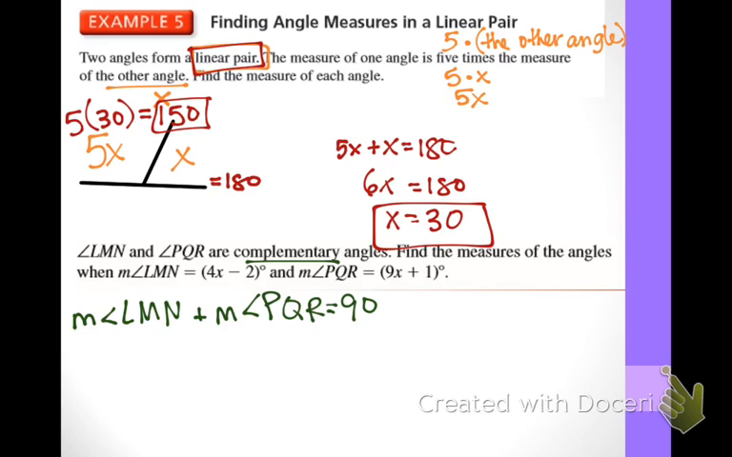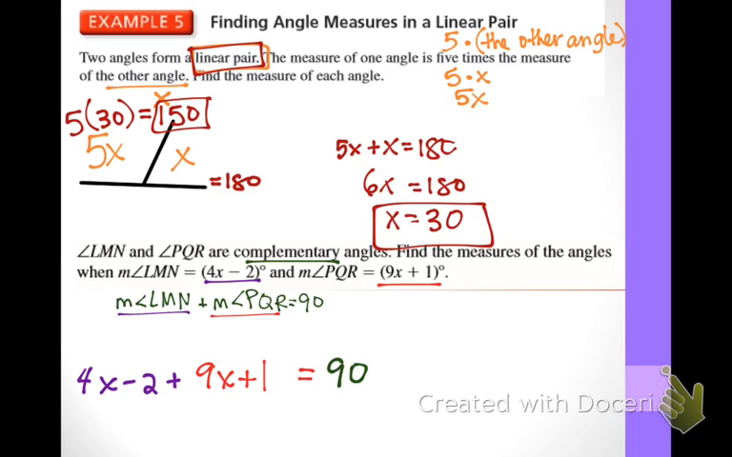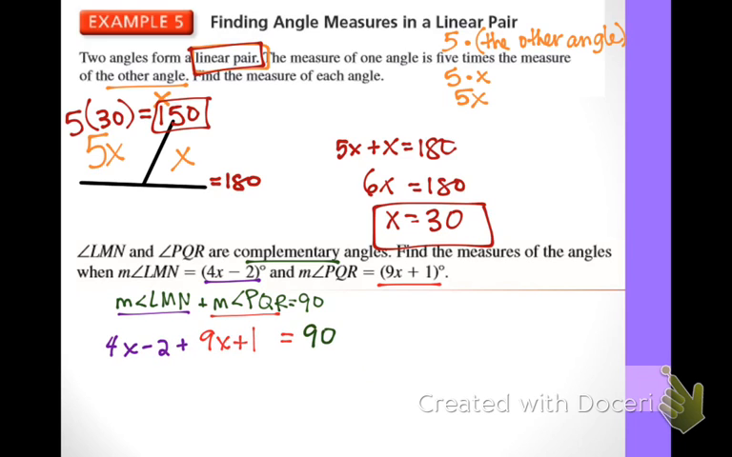So guess what? We have enough information to plug things in. What is the measure of LMN? 4x minus 2. So we plug in 4x minus 2. What's the measure of PQR? 9x plus 1. And they will equal 90. Is everyone okay with how we plug things in? Okay, so what do you think we do from here?